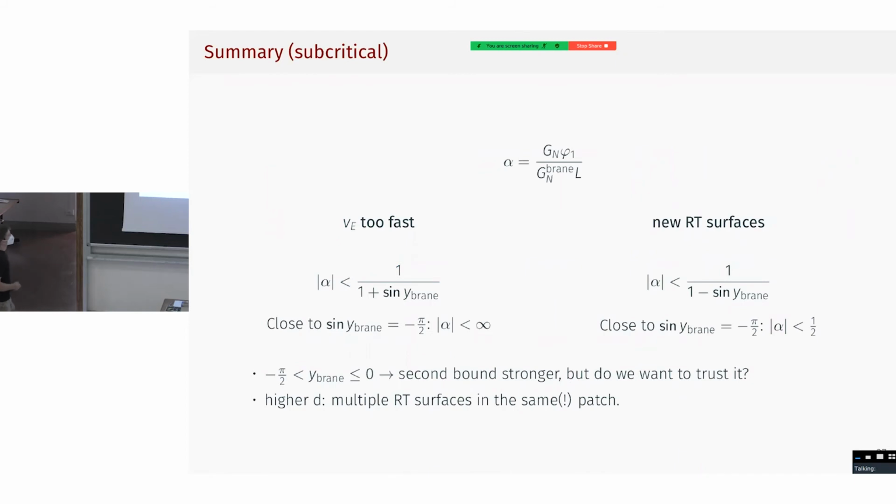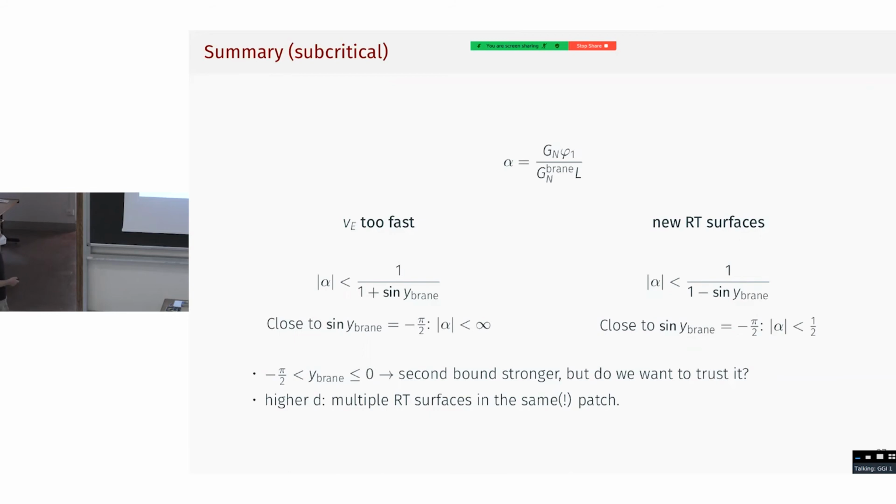Okay, so in summary, we have those two bounds. One, which I would say is very solid: entanglement entropy is too fast. Now, if we are interested in applying this to doubly holographic scenarios, we should be looking at what happens if we push the brane out to the asymptotic boundary. It turns out that this bound here actually becomes very weak, and well, it bounds alpha by infinity, so that's not very useful. This other bound here becomes very strong and strict, and yeah, places a bound of 1/2 on the absolute value of alpha.